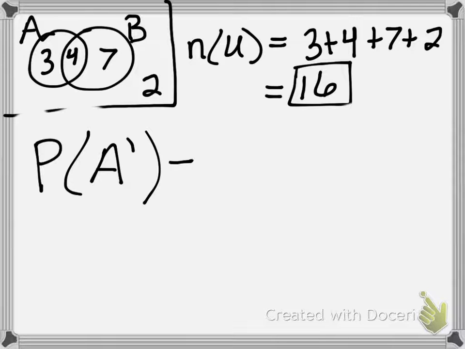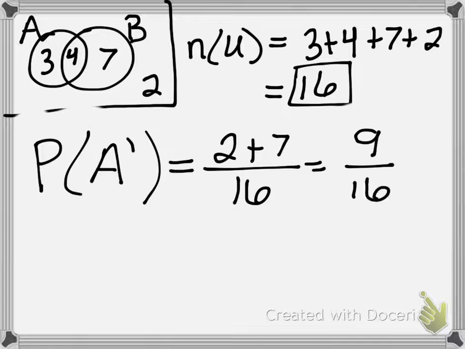How many people are not in group A? Well, let's count. Those 2 people aren't. Those 7 aren't. Are those 4? Yes, they are in group A because they're in A's circle. So we only add up 2 and 7. These are the only people that aren't in athletics. They're not in group A. So that'd be 9 out of 16. You can write the decimal or the fraction.